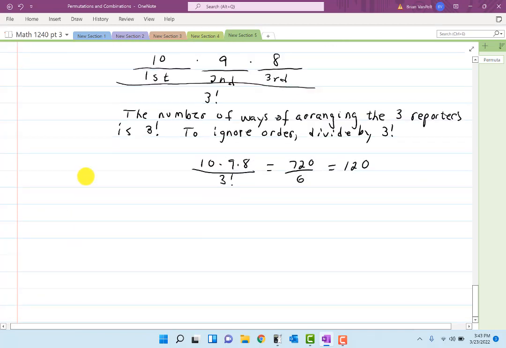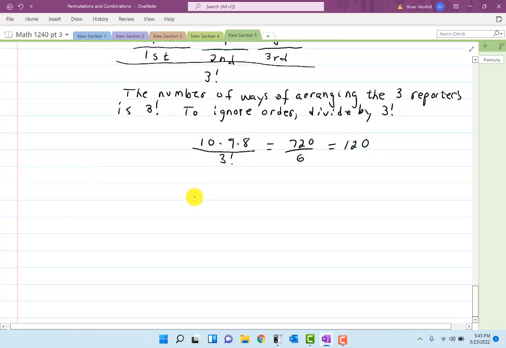Now I'm going to do another little trick like I did before. I'm going to take this answer and I'm going to multiply the top by all this stuff again. And the bottom, I'm going to multiply by the same amount.